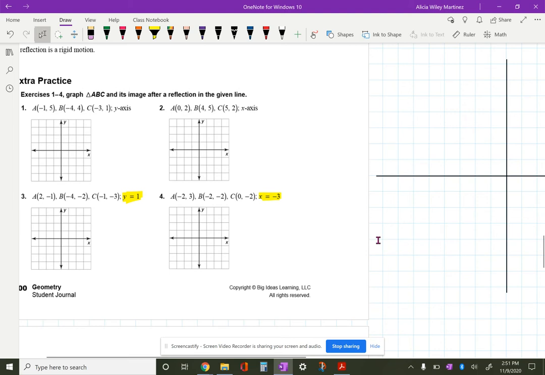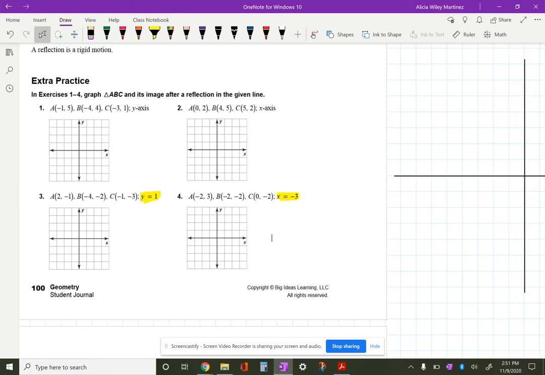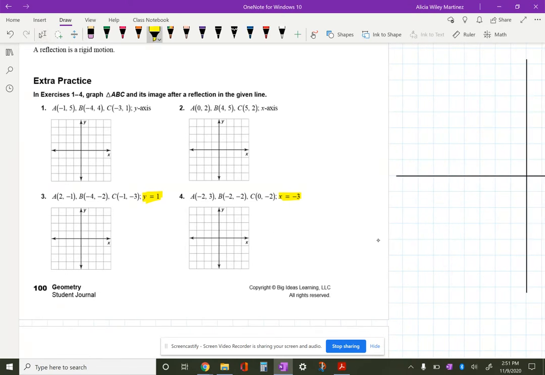Hello, geometry. I am going to go over a couple more examples from section 4.2, reflections. So I wanted to go over on page 100, numbers 3 and 4, at least part of each of those. What's different about 3 and 4 is that the line of reflection is no longer just an axis, but it is y equals 1 or x equals -3 or something similar to that.